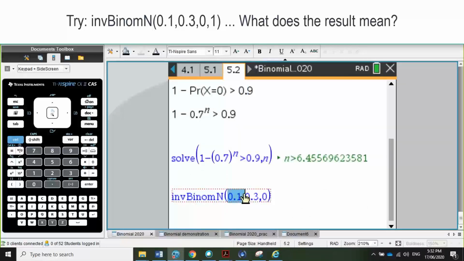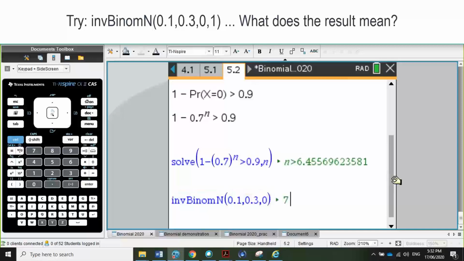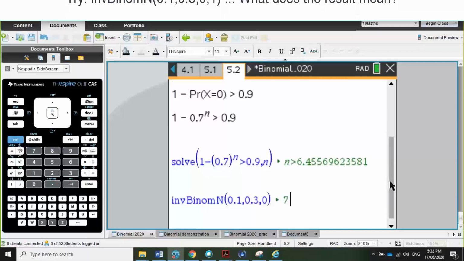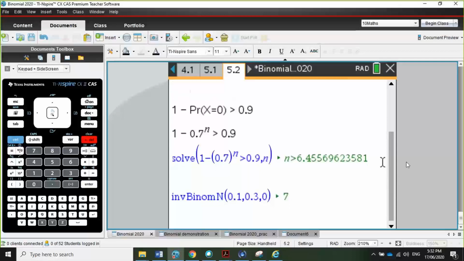So we're typing in 0.1, 1 minus that probability, and 0.3, the probability that she is late, and 0 as the last X value that we're including in that distribution. And we get here 7 as our answer. So that'll give us our answer straight away.